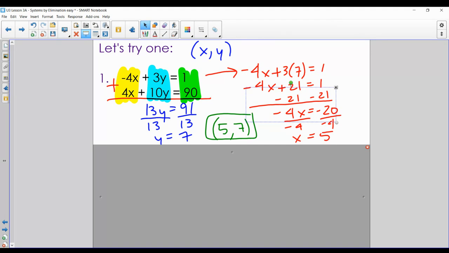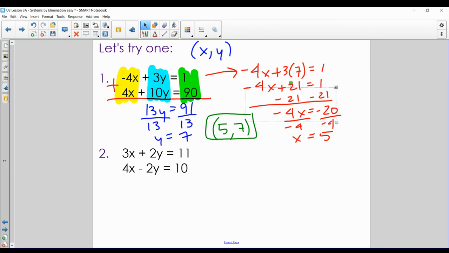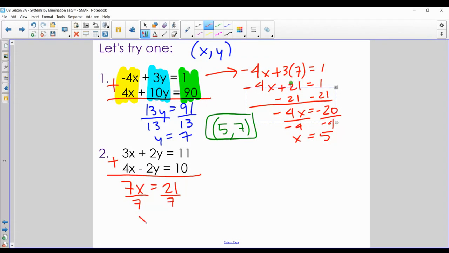Okay, let's look at another one. So if I've got these two, I'm going to add them together so that I'm going to get 7x. The y's, because it's positive 2y and negative 2y, they eliminate each other, and I get 21. Divide by 7, and I get x equals 3.